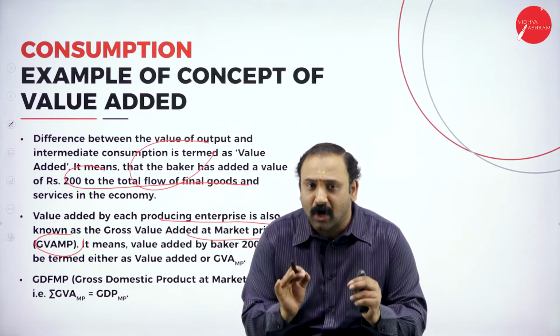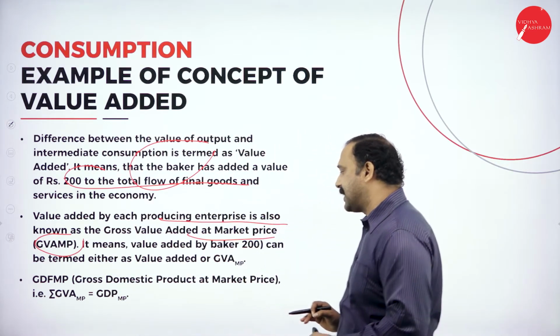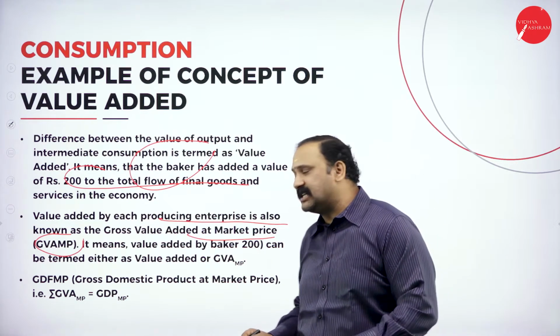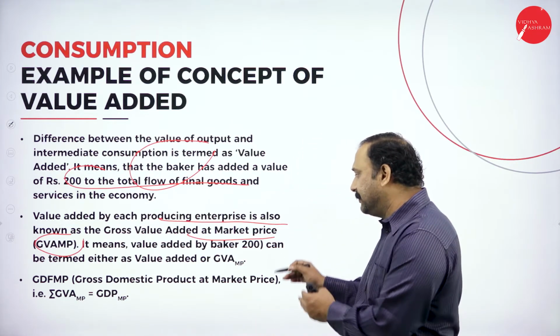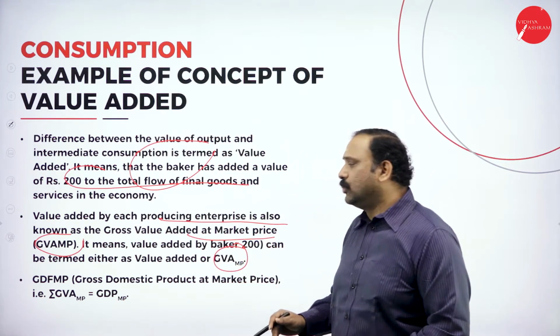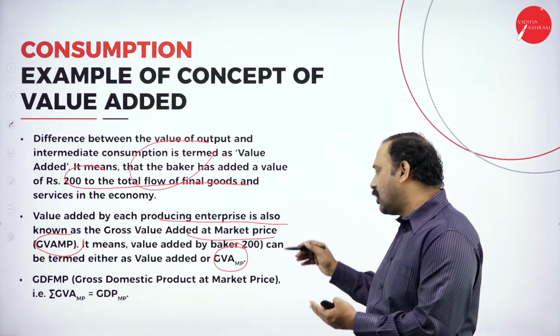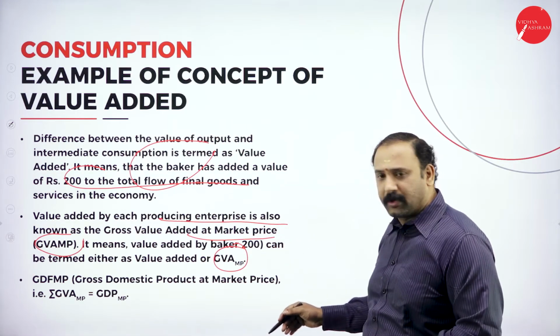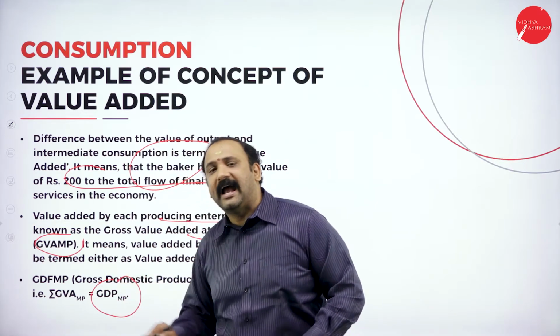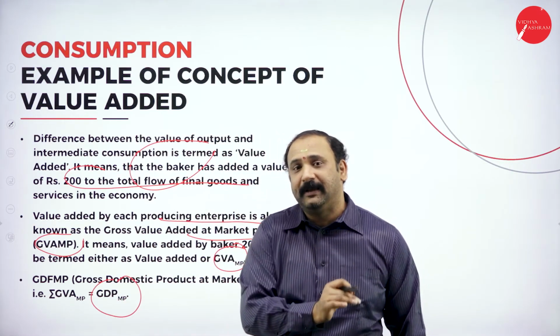GVA at MP, that is gross value added at market price. It means the value added by the baker, 200 rupees, is directly that term, either the value added or the GVA at MP. So GDP, that is gross domestic product, at the market price is equal to GDP at market price. This is very, very important.